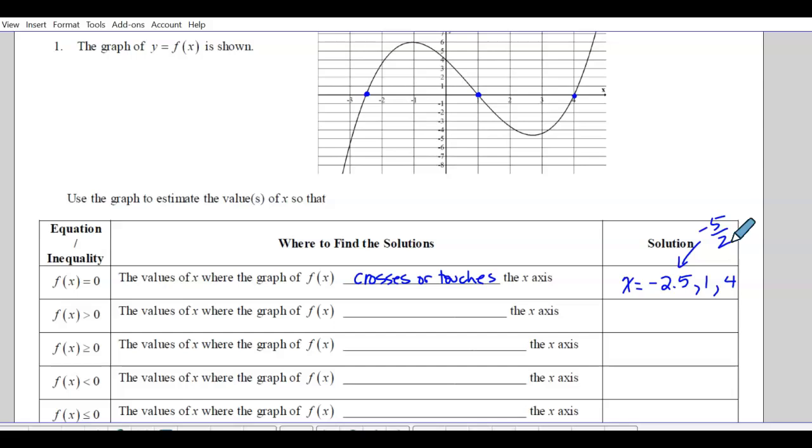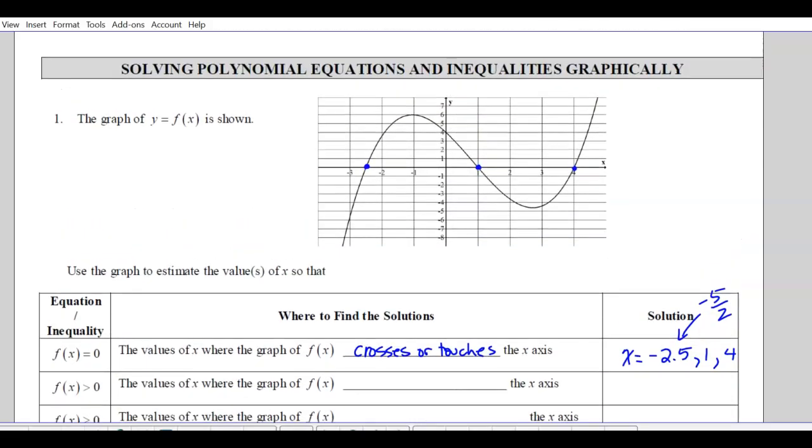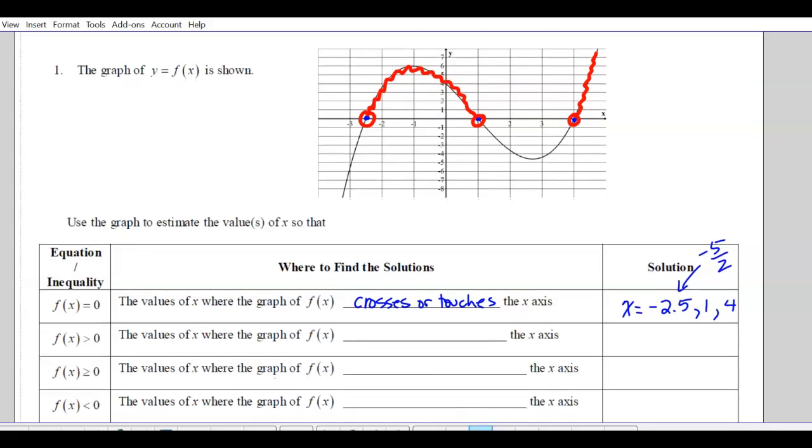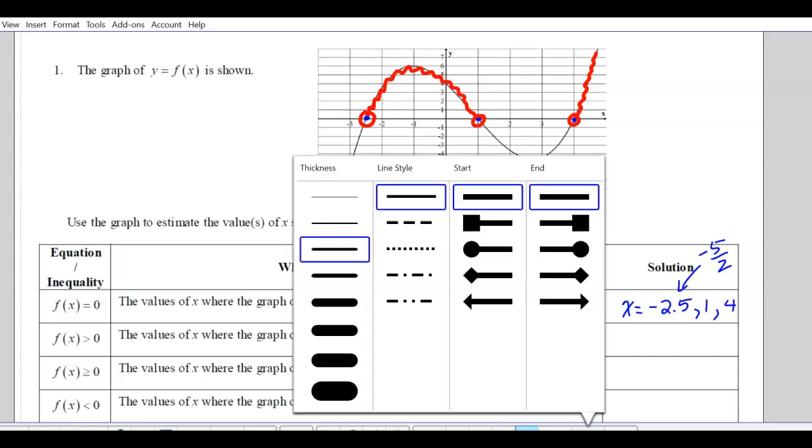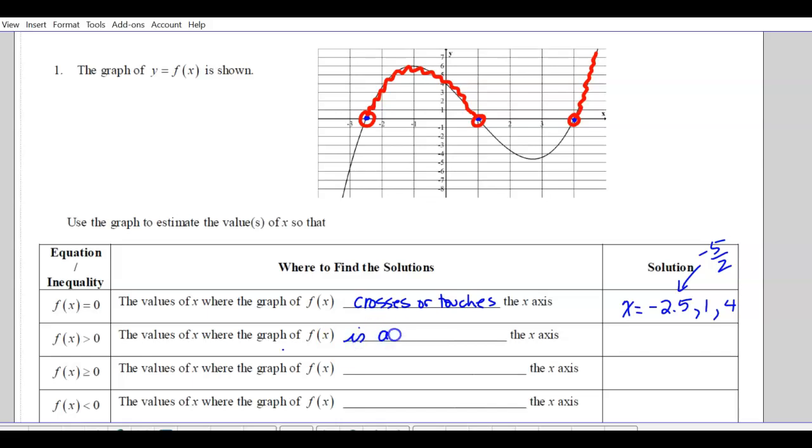Where is the graph greater than 0? We want all the x values, so that's when we look for above. So all of this part here, not including those values because there's no equal sign, and all here. The only thing different from quadratics is that there's more graph. So in this one, it would be x values where the graph of f of x is above the x-axis. That's going to be from negative 2.5 to 1, and greater than 4.